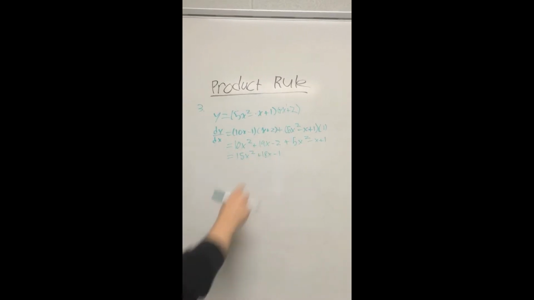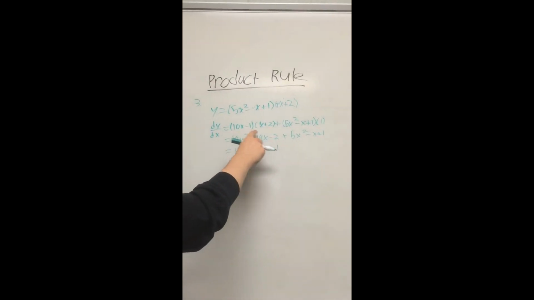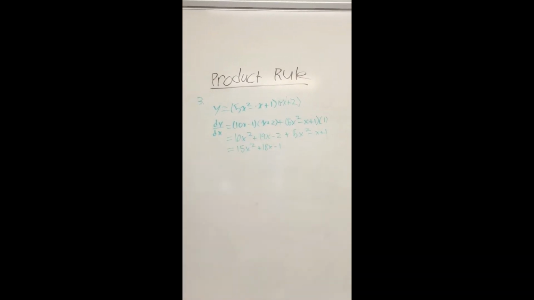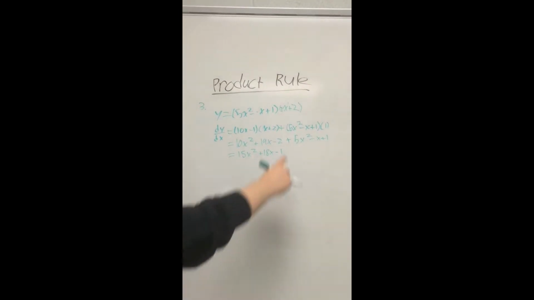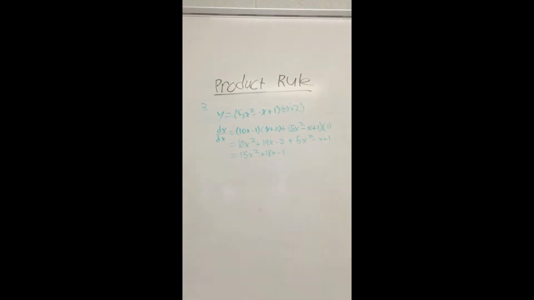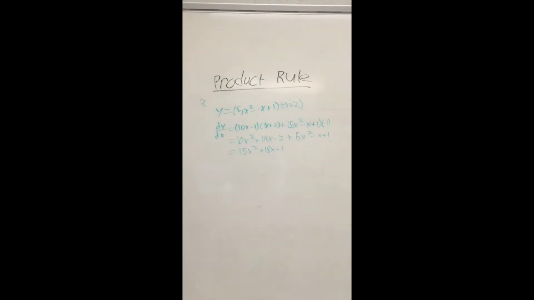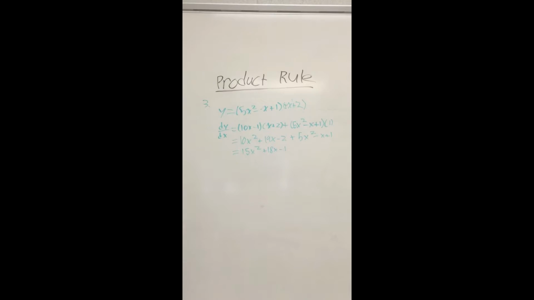So you end up with 20x, and then you just multiply the two final terms, which are constants. Negative 1 times 2 is just negative 2. And you add that all to 5x squared minus x plus 1, because this entire trinomial times 1 is just this original. Now we can combine like terms, and that gives you a final equation of the derivative dy/dx equals 15x squared plus 18x minus 1.